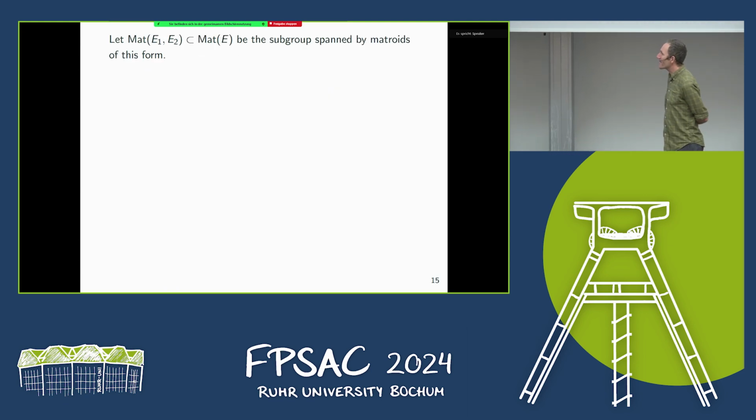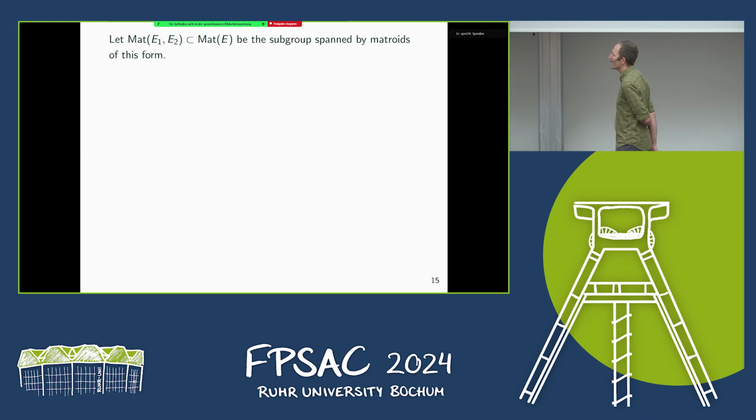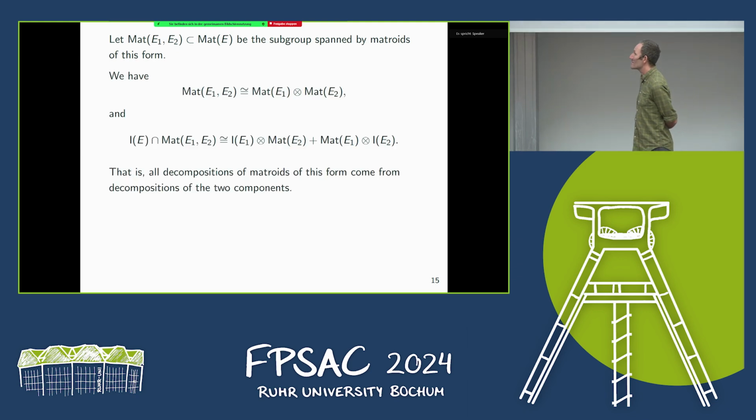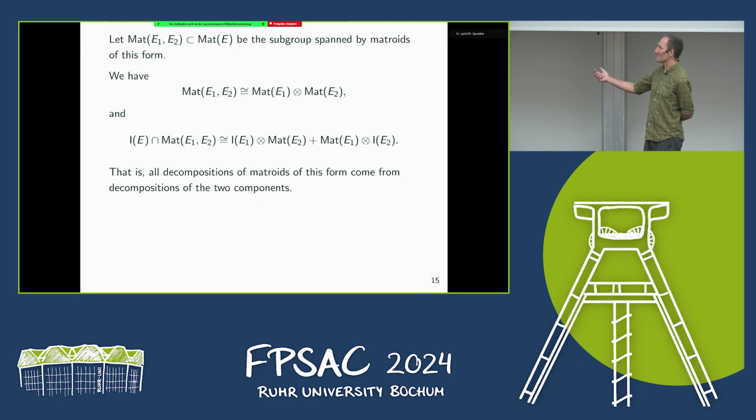Let me look inside of Mat E and just look at this group called Mat E1, E2, which is just the subgroup spanned by matroids of this form. Most matroids don't break up as disjoint unions, but some of them do, and let me look at that subgroup. So Mat E1, E2 is just Mat E1 tensor Mat E2, and I of E intersected with Mat E1, E2. In other words, decompositions of matroids of this form basically come from decompositions of matroids on E1 times whatever matroid on E2, plus decompositions of matroids on E2 crossed with whatever matroid on E1.